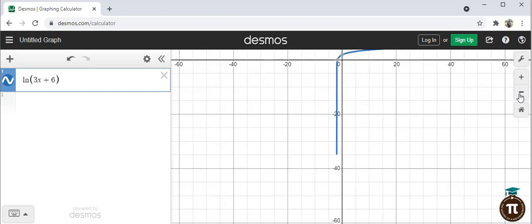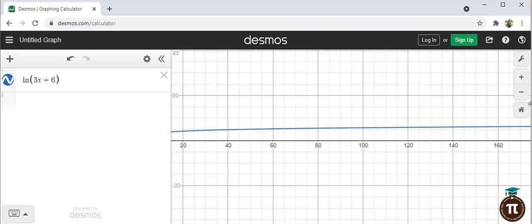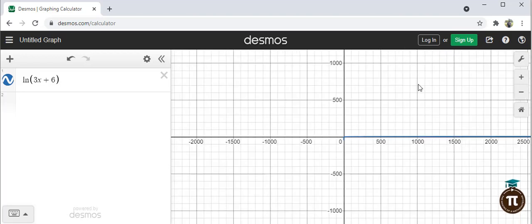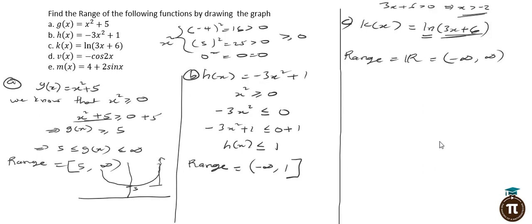And if you look up here, the function goes like that, and it will continually go like that no matter what. It will go up and up and up, and it will get to infinity. When x is infinity, y will also be infinity. That's why I said the range is from negative infinity to infinity.